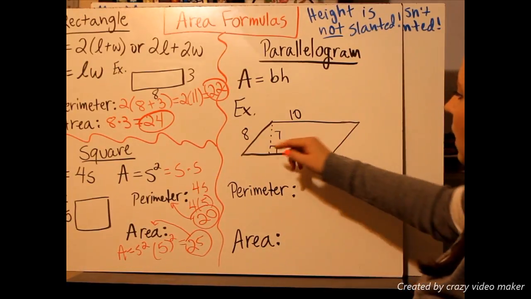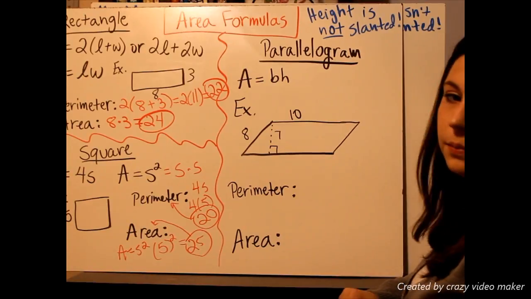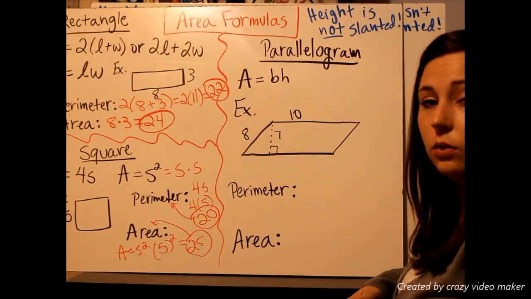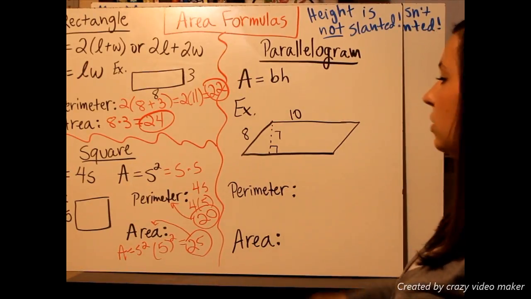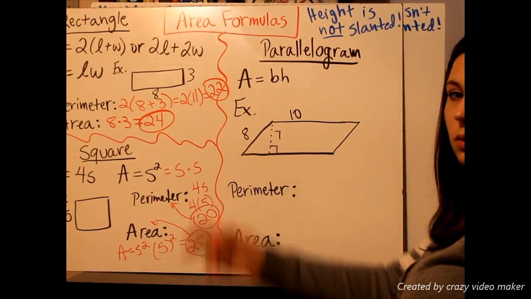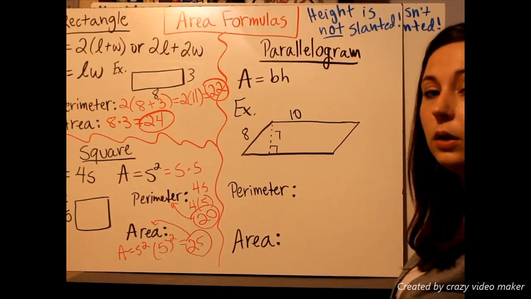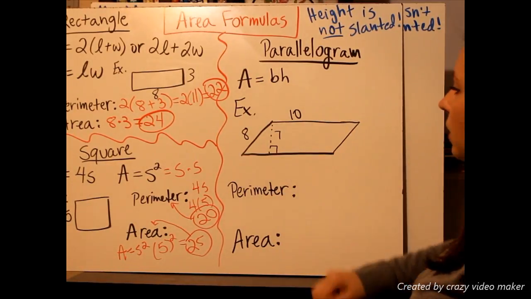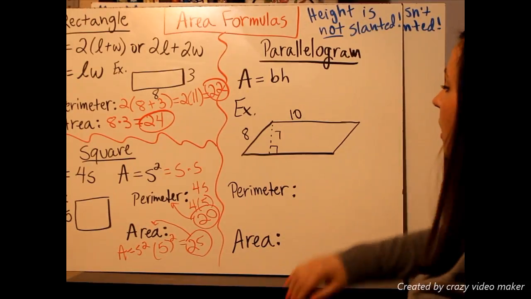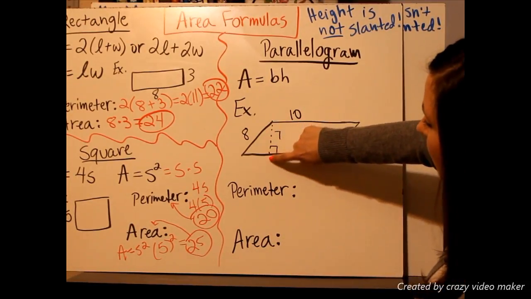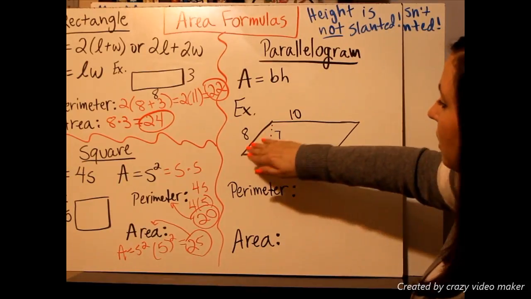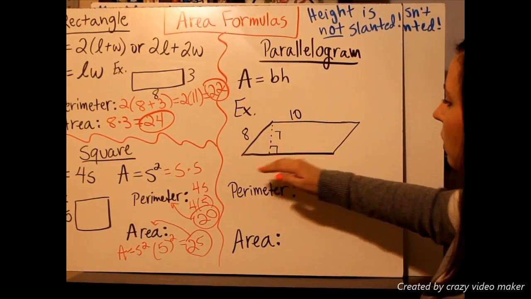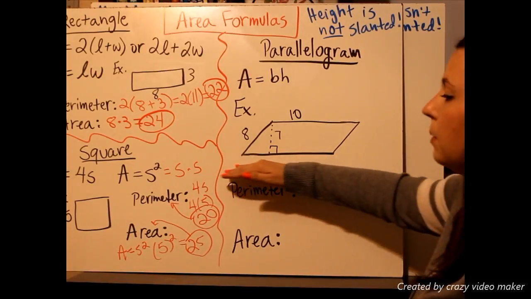We're not just going to take the 8 and multiply it by the 10, because think about it. When you go to the doctor and you get measured for your height, do you stand leaning against the wall? No. How do you stand? Straight up and down. So for a parallelogram, its height is the measurement that's straight up and down, not this slanted one. So the height always makes a right angle with what is called the base.